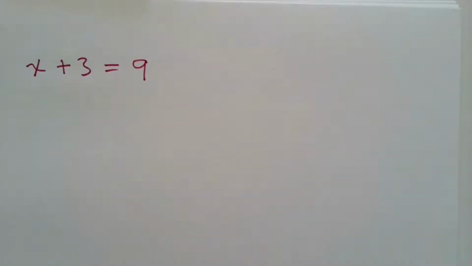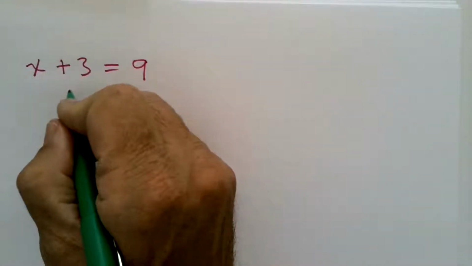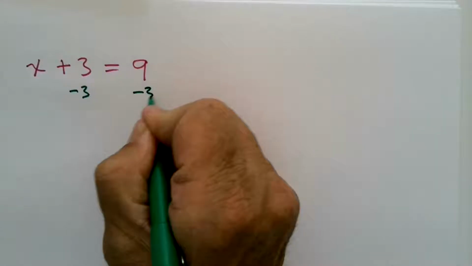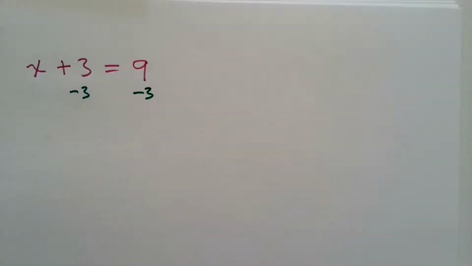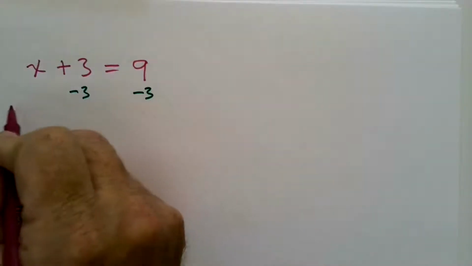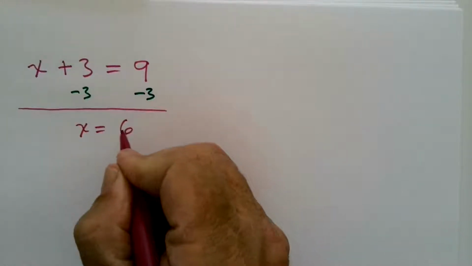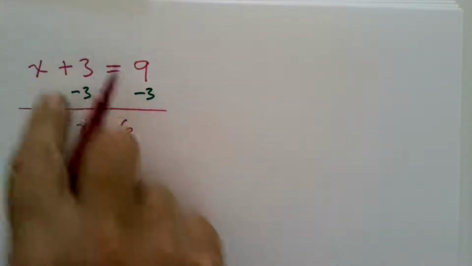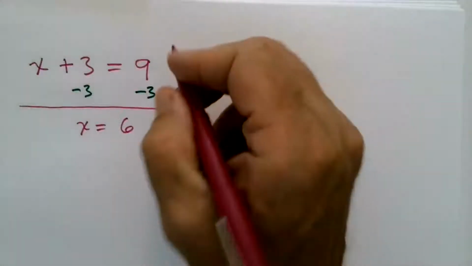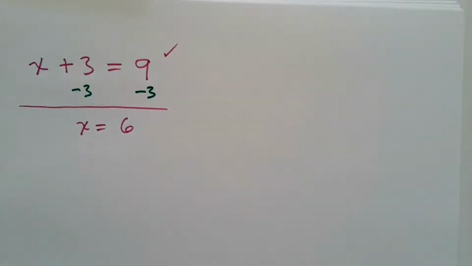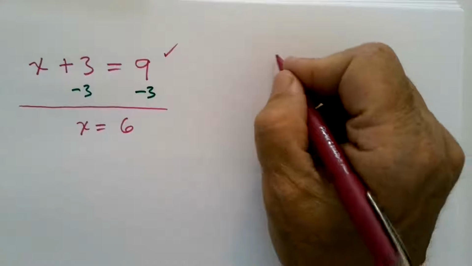I can add the same number to both sides of the equation. So I'm going to add -3 to both sides, add -3 to the left side, add -3 to the right side. And then what do I get? I get x equals 9 minus 3. I get x equals 6. We can check that. Plugging 6 in for x, 6 plus 3 equals 9. And that checks nicely.